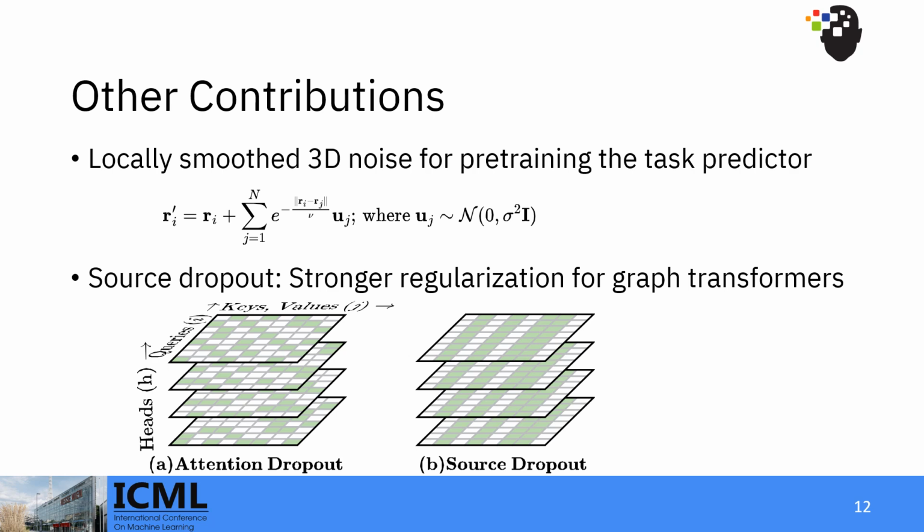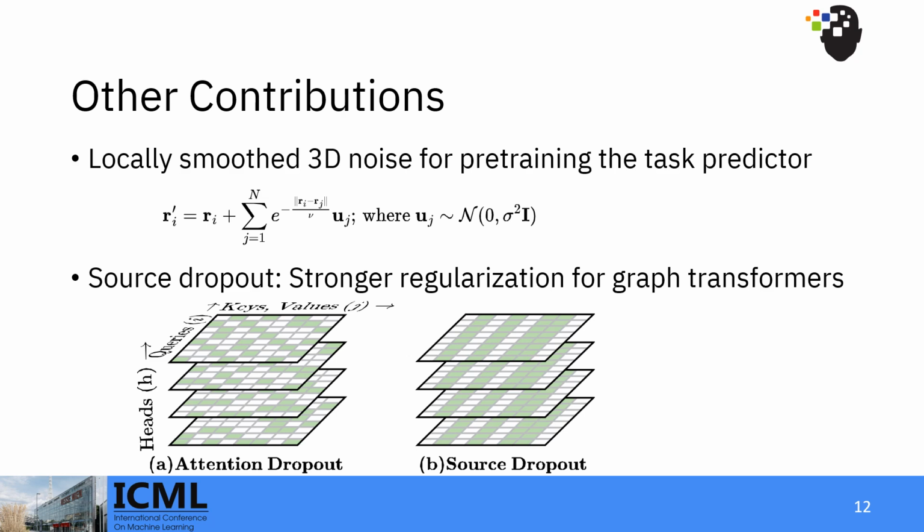First, we introduce a locally smoothed 3D noise for pre-training the task predictor. This is represented by the equation you see here. Essentially, we're adding noise to the 3D coordinates of each atom, but in a way that preserves local geometric relationships. The noise for each atom is influenced by its neighbors, with the influence decaying exponentially with distance. This approach helps our model learn to be robust to small perturbations in atomic positions, which is crucial when dealing with predicted geometries that may not be perfectly accurate.